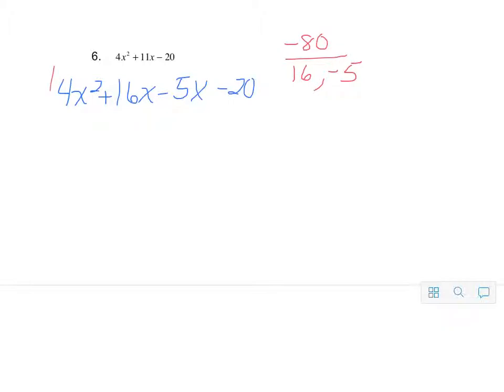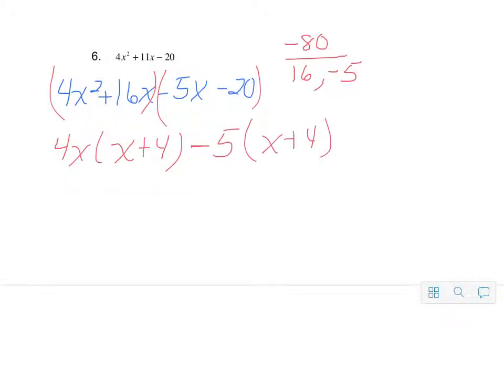Okay, so now I'm going to group. On the first two terms, I'm going to GCF out a 4 and an x and get x plus 4. In the second pair, it's starting with a negative, so I'm going to pull out a negative 5 and get x plus 4. I got a common factor. Put the GCFs together. Bring down one common factor.